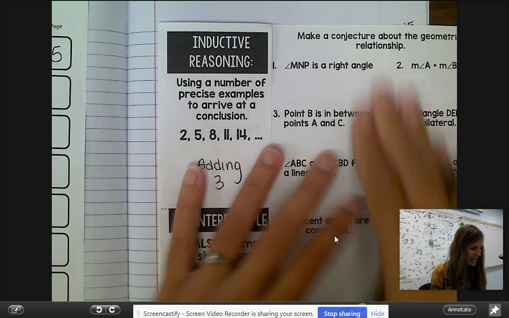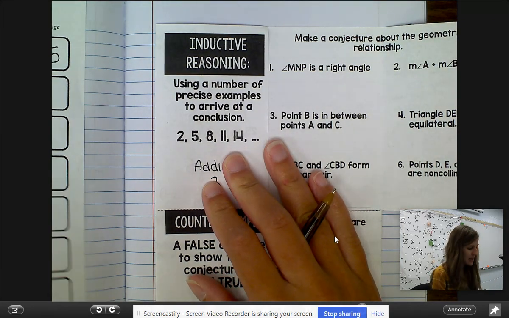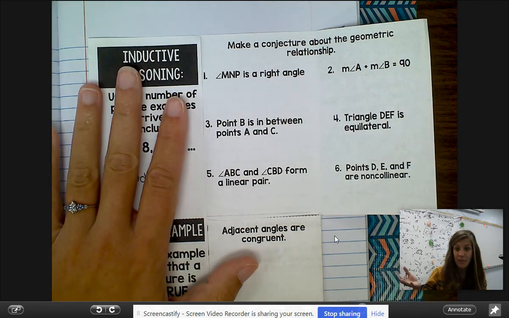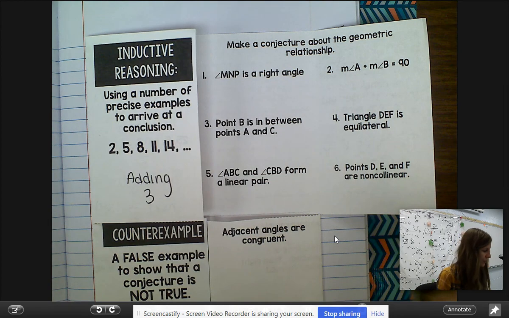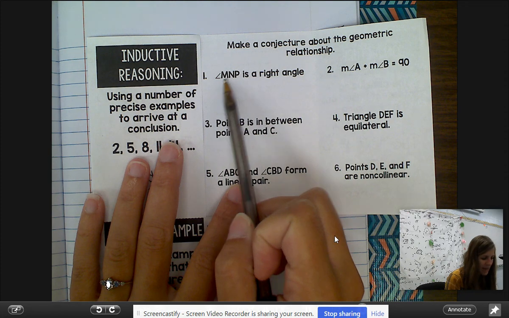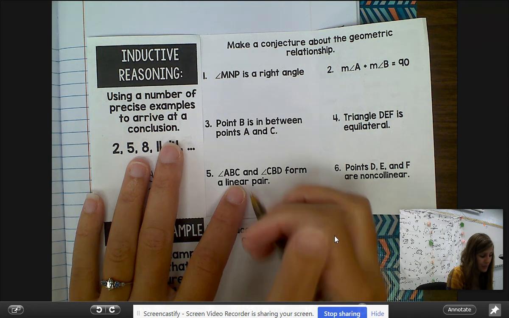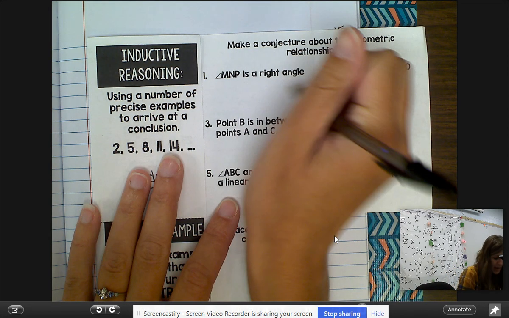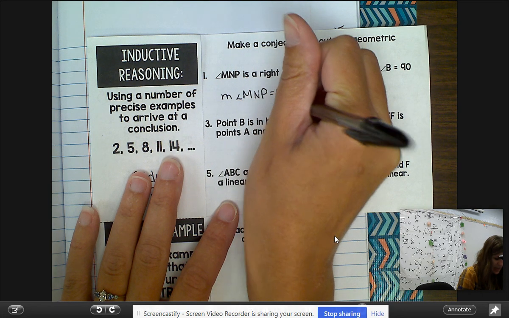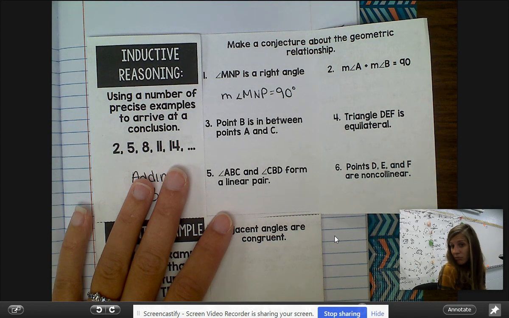So if we look at some examples under here, make a conjecture about the geometric relationship. Again, this could be a good one where you maybe try some, and I don't know if I'm going to do all of these, but try and then maybe come back and check to see how you did. So number 1, angle MNP is a right angle. Well, if that's all I know about it, I could say that if it's a right angle, then the measure of that angle will be 90 degrees. That's something that I definitely know for sure. That's what it means to be a right angle.